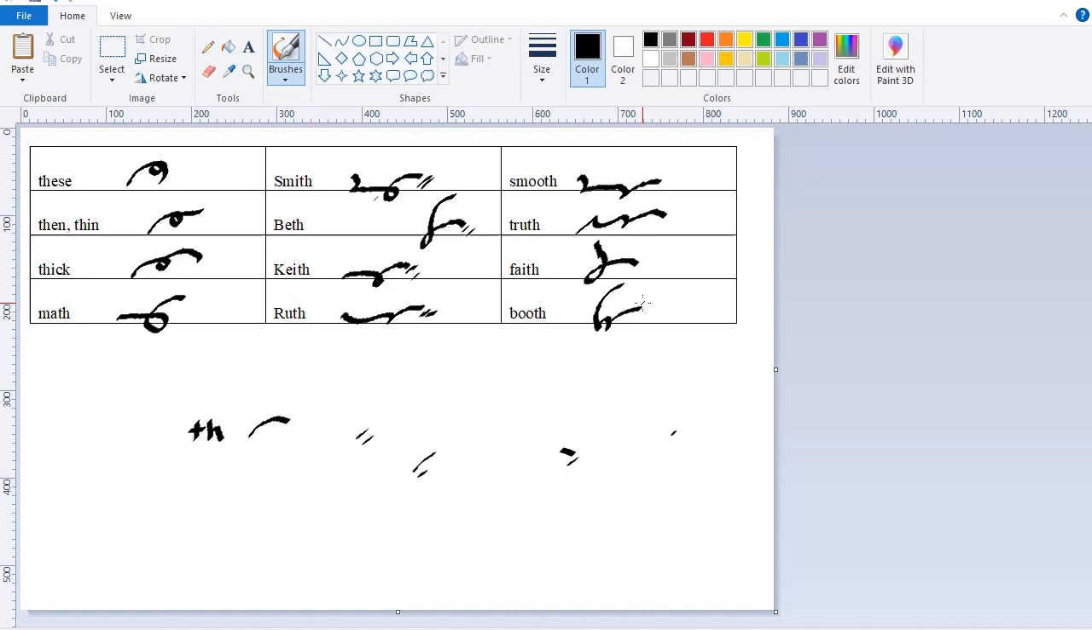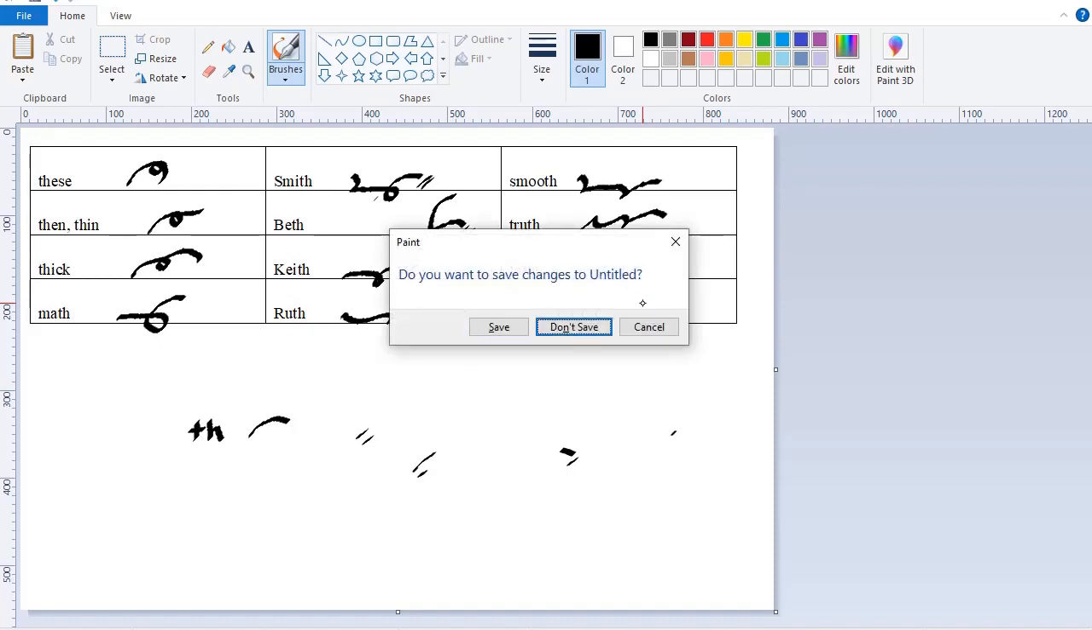Okay, so now let's move on to our next lesson, which is the strokes for SH, CH, and J. Why are they grouped together? That means they have the same stroke, only they differ in size. Now, let's do this. Control N.